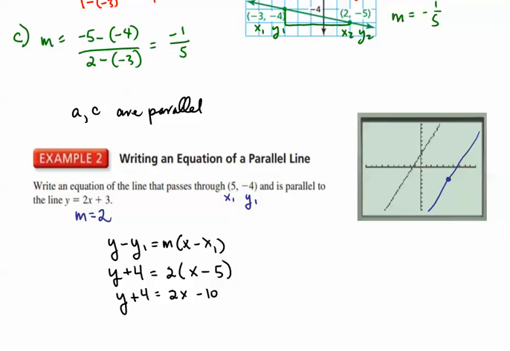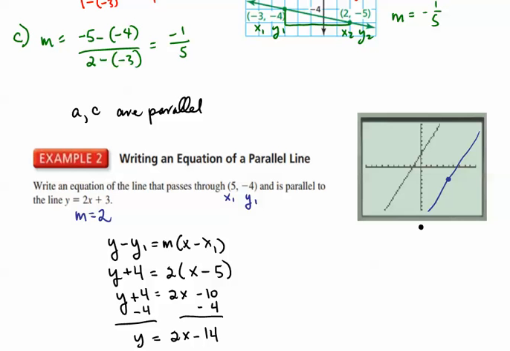I'm then going to subtract 4 on both sides, and I end up with y is equal to 2x minus 14. Now, we can't see 14 down here, but it's going to be somewhere below negative 10, and so that makes sense there. So our new line would be y is equal to 2x minus 14, and that passes through the point 5, negative 4, and is parallel to the line y equals 2x plus 3.